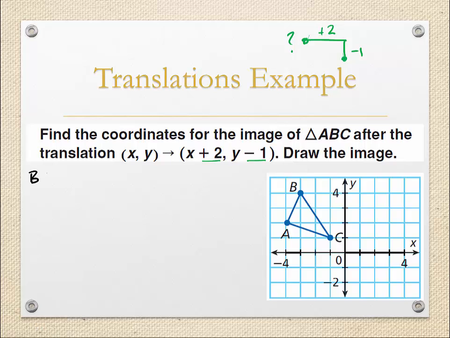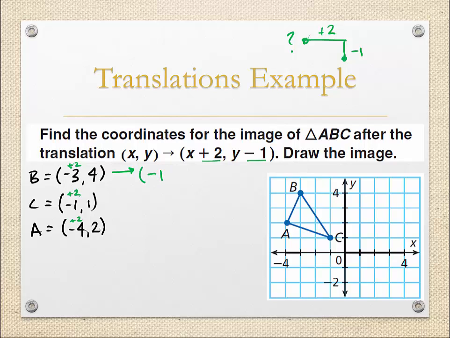Point B is at (-3, 4). Point C is at (-1, 1). And finally, point A is at (-4, 2). So now to all of our x's here, I want to add 2. I want to move it over 2. So if I add 2 to each one of these, I'm going to end up with -1 here, 1 there, and -2 here.